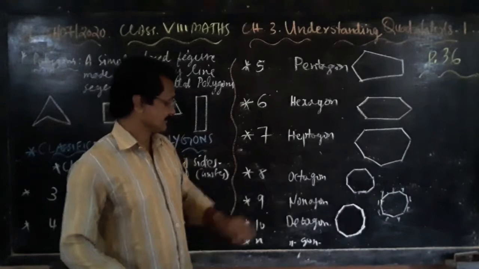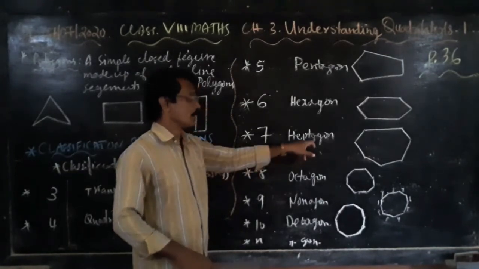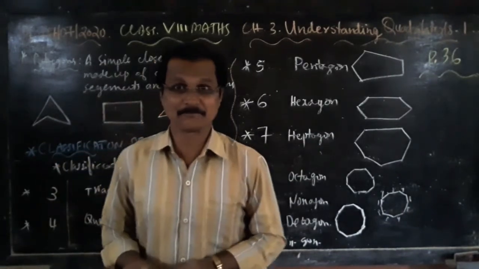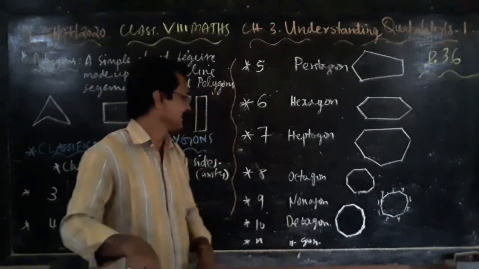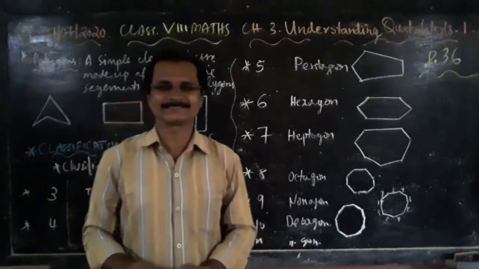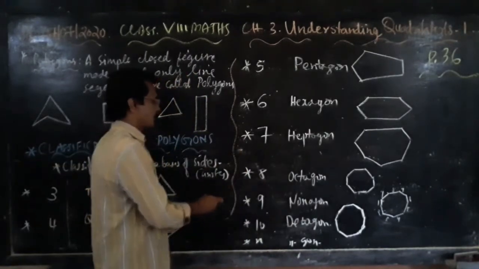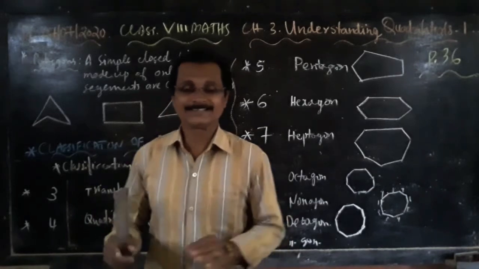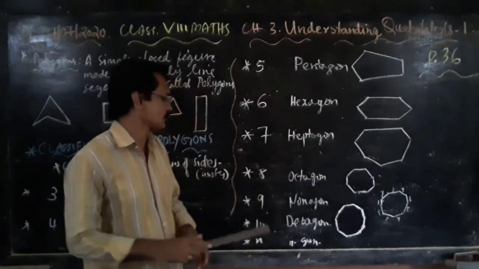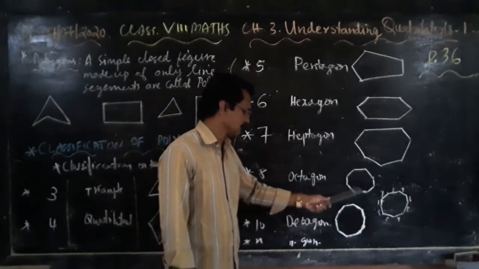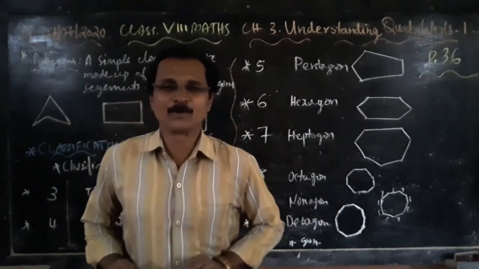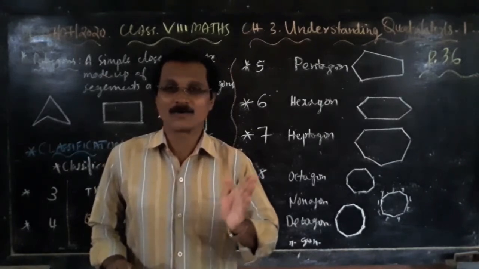Now a polygon of 7 sides, that is heptagon. H-E-P-T-A-G-O-N. Heptagon. 7 sides. Here you can see 1, 2, 3, 4, 5, 6, 7. 7 sides are there. So heptagon. Again, a polygon of 8 sides, that is octagon. Look at here. 1, 2, 3, 4, 5, 6, 7, and 8. A polygon of 8 sides is called octagon.